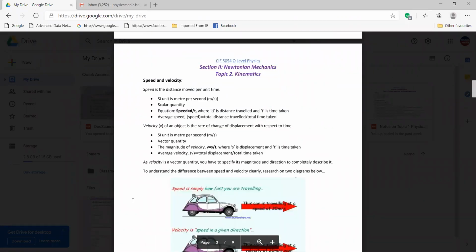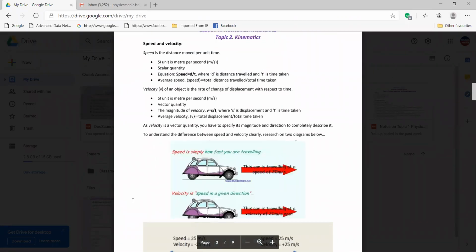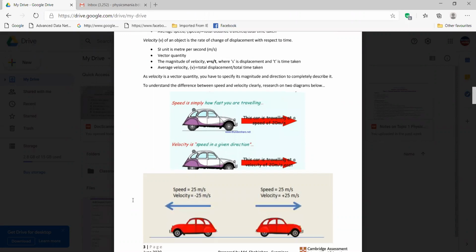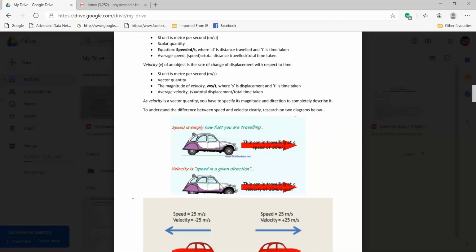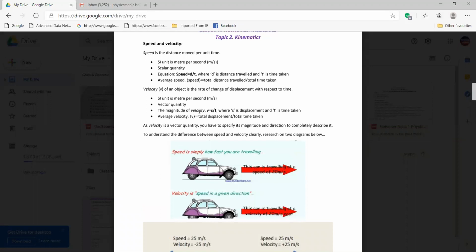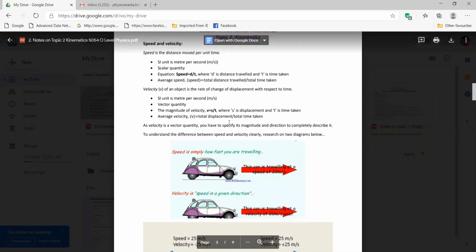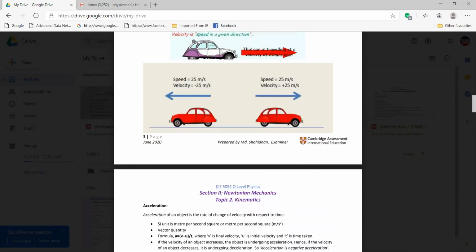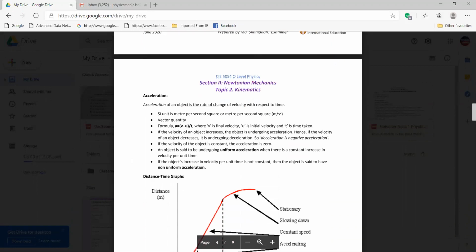Then speed and velocity, already you know, right? Here I gave two diagrams to get the difference at a glance. And the formulas are also there. You see, speed, average speed, then velocity, average velocity. We will do some numerical questions on this. Then acceleration, right?